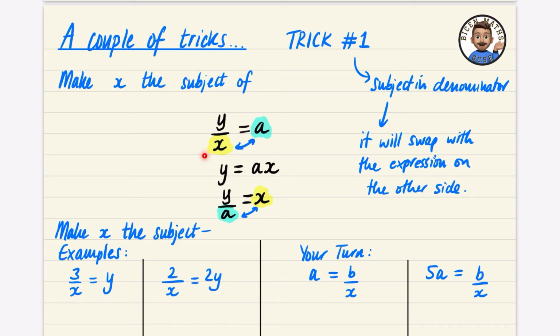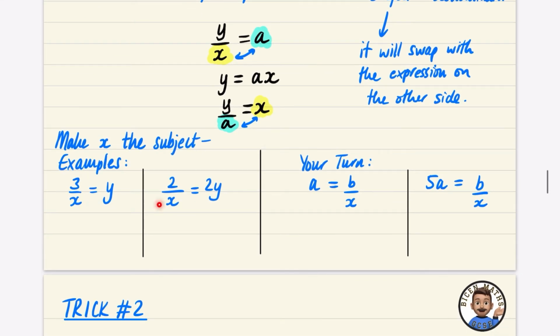Because it's going up and that one is coming down. So that's why the x going up here and then the a coming down, that is the thing that makes them switch places. So I'm going to quickly do these two examples and then you're going to have a go at these two. So if you want to do it the long way, that's fine.